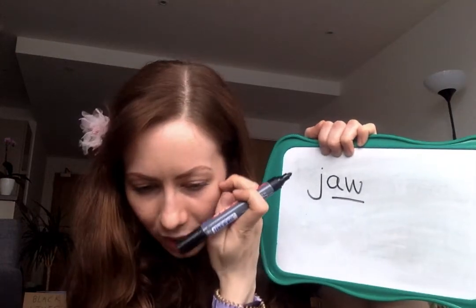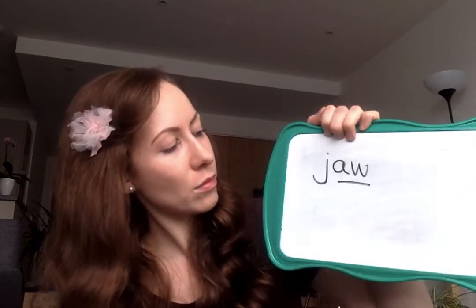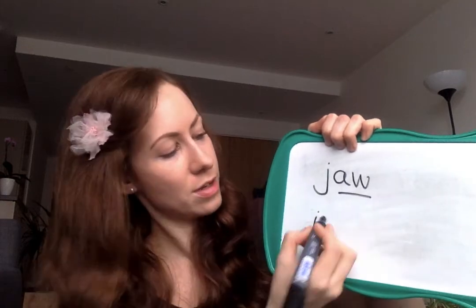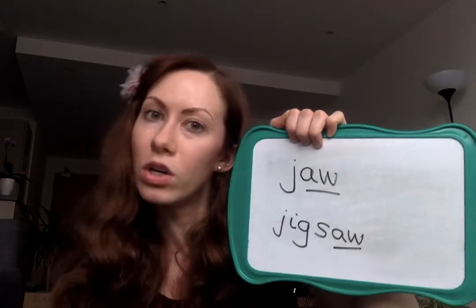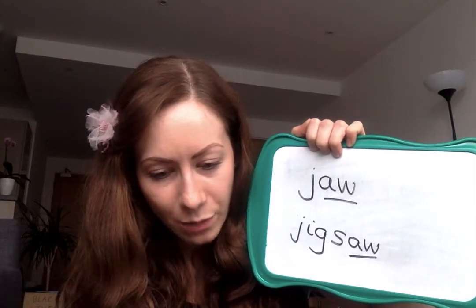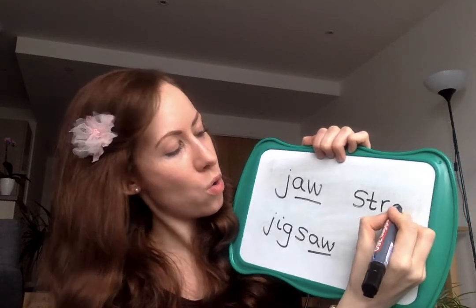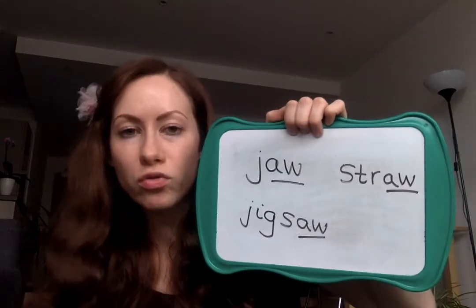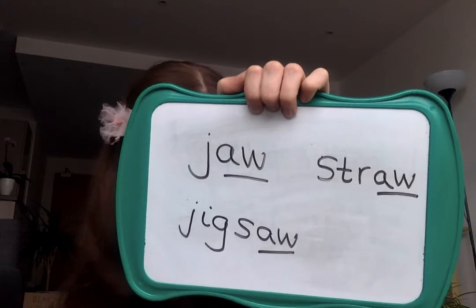Jaw. Now let's do jigsaw. So j, i, g, jig, s, or jigsaw, jigsaw, jaw and jigsaw. And then we've got straw, straw, okay? And check you've got all of those.